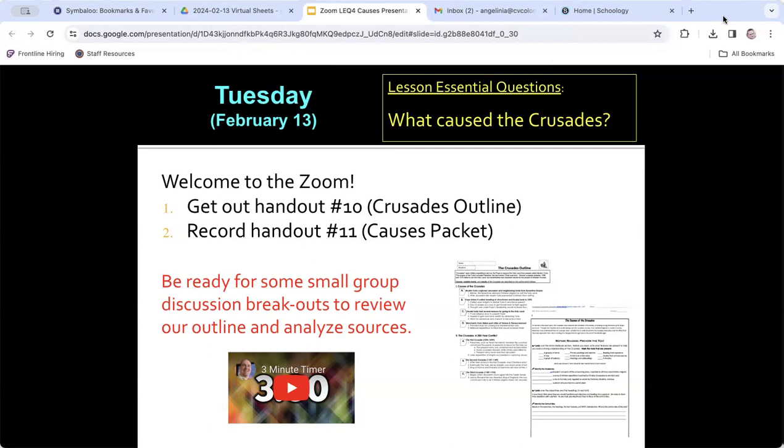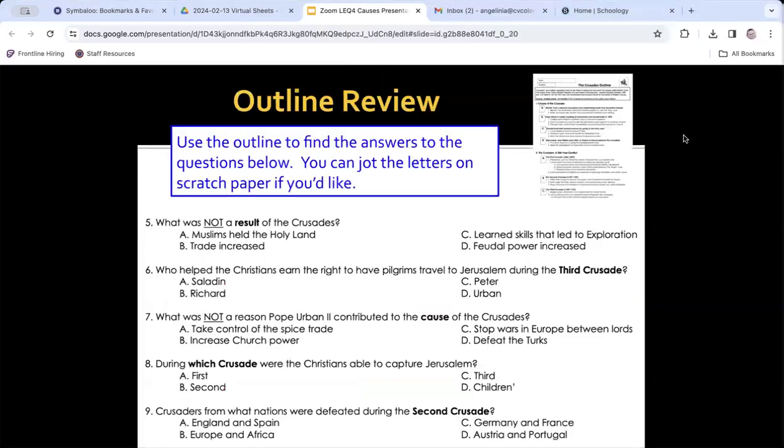In class, though, we're going to continue to move ahead and think about the beginnings of the Crusades. We're going to review the outline from yesterday a little bit, and then we're going to look at a couple of sources, most of which we can do on our screen. The first thing I'm going to do, though, is have us head into some breakout rooms.